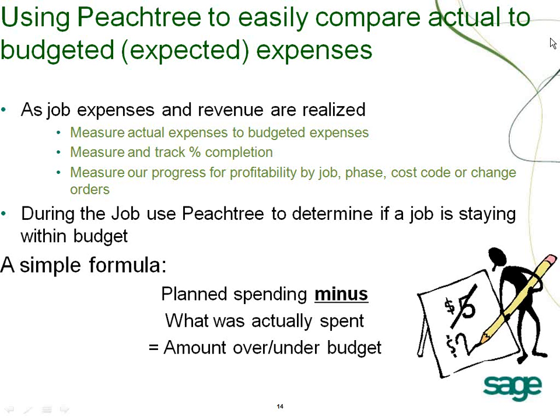During the job, we can use Peachtree to determine if a job is staying within budget. A simple formula is your planned spending minus what we've actually spent, and that tells us whether or not we are over or under our budgeted amount.